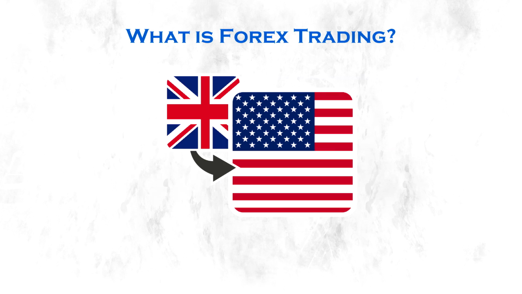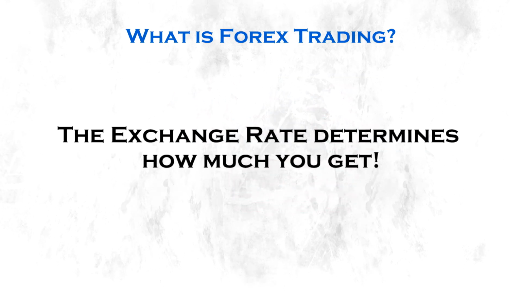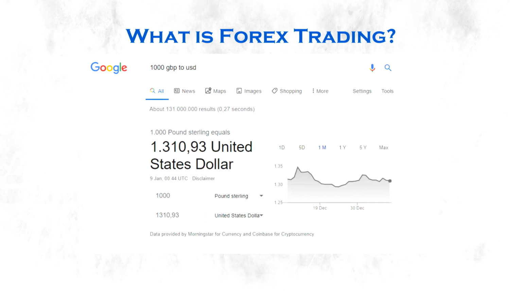So you ask them how many US dollars you can get for the 100 Great British pounds that you have. They will tell you the exchange rate and how many dollars you are going to get for your pounds. The exchange rate determines how many dollars you get. At the moment right now you would get $131.08 for your 100 pounds. If you exchanged 1,000 pounds, you would get around $1,310.